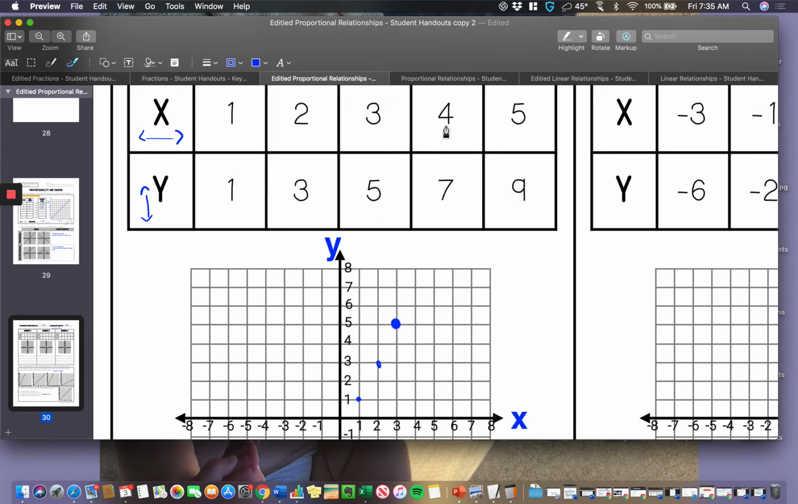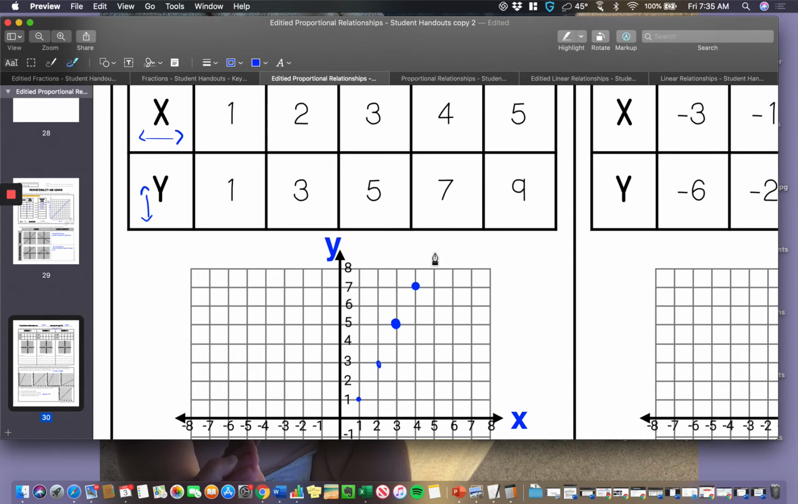On my next ordered pair, I have 4 is x and 7 is y. So start in the middle. I'm going over 4 on my x line and up 7 on my y line. And then for the last one, I have x is 5 and y is 9. So I can go over 5 and up 9, but if you look, there's no 9 on your graph.